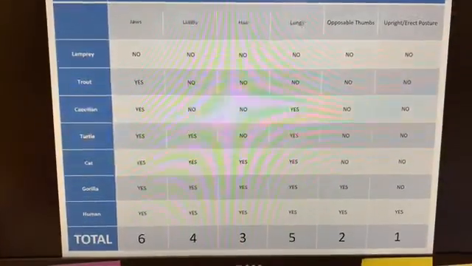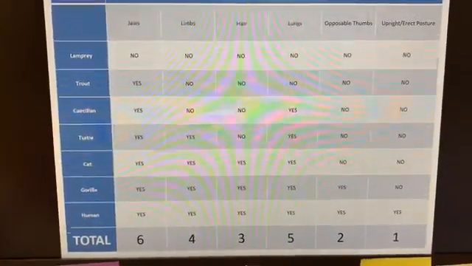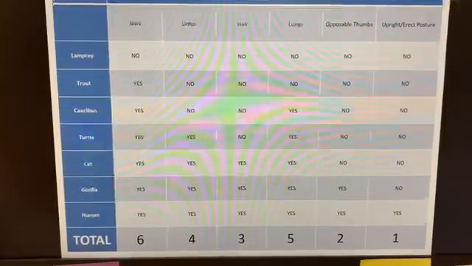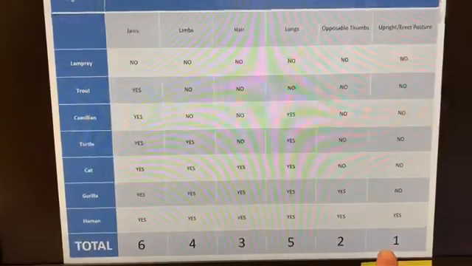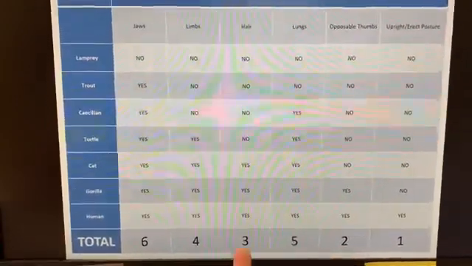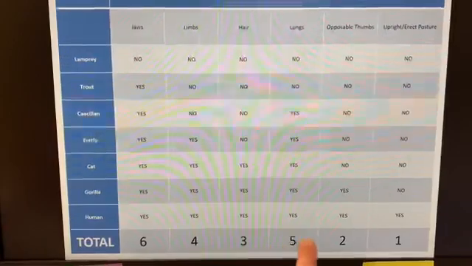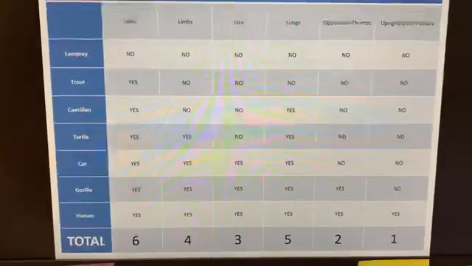So, you can do some totals down there. The totals help you know what are the most and least common. So the least common derived characteristic is the upright posture. Next would be opposable thumbs, then the hair, then the limbs, then the lungs, and then the jaws. Okay.